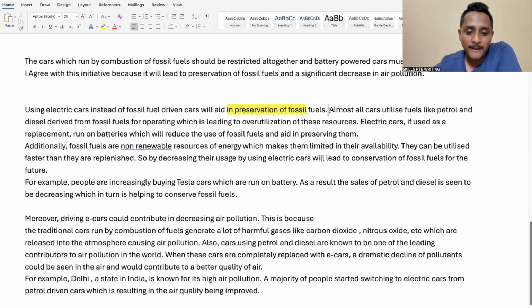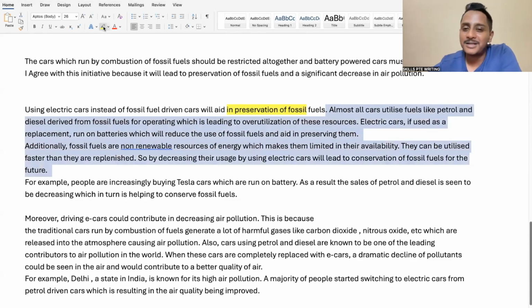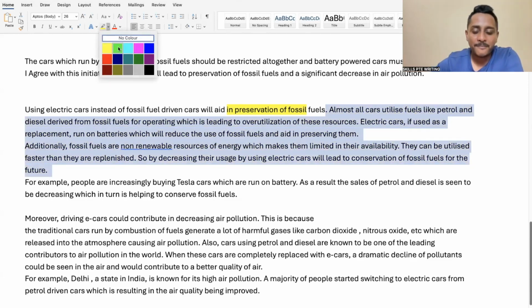This is the supporting idea. Till here is the supporting idea. He has written multiple things, so let's review them step by step.